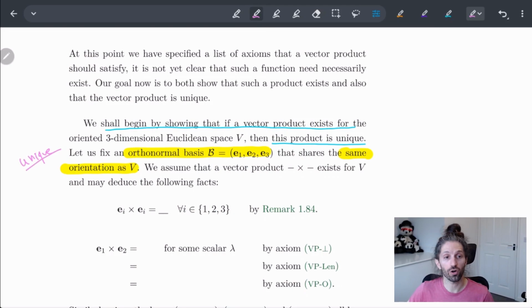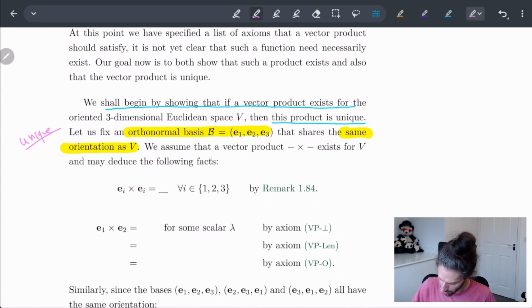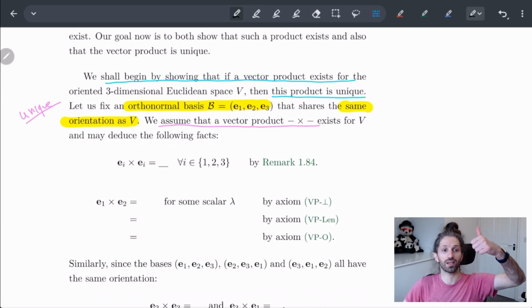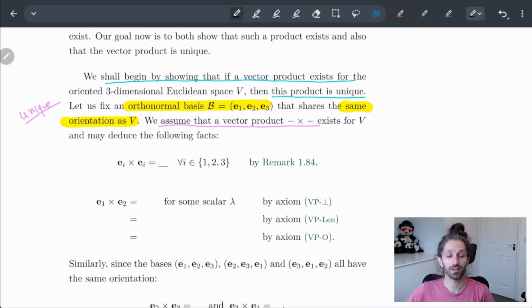Okay. So since we're trying to show uniqueness, we're going to assume that a vector product exists. Since we know a vector product exists, we know first off that Ei cross Ei, what is this? This is always going to be equal to 0. The cross product of any vector with itself is always 0.